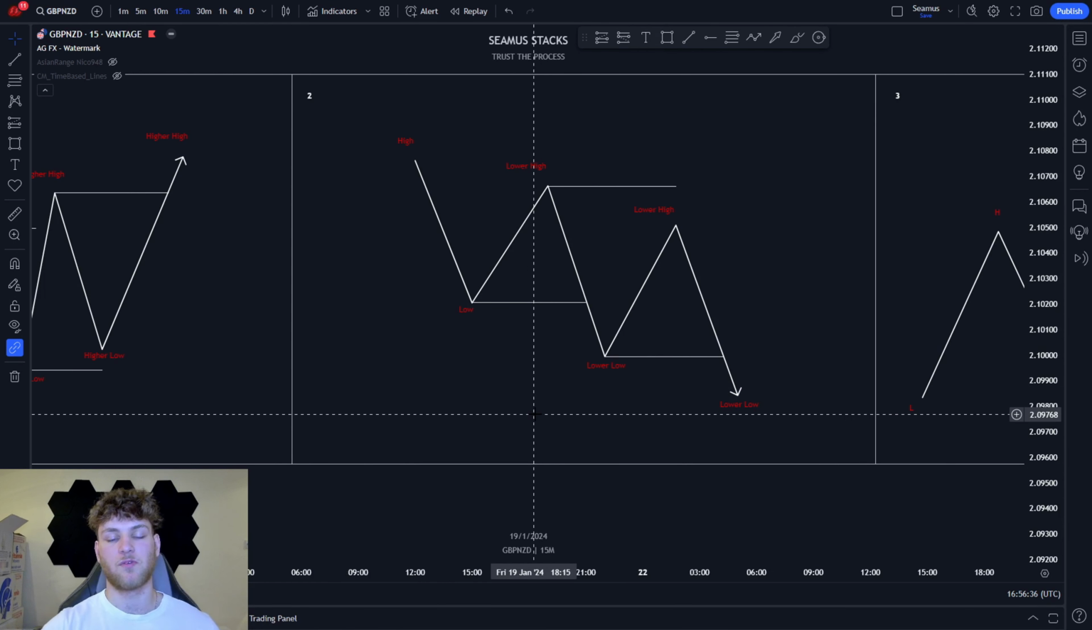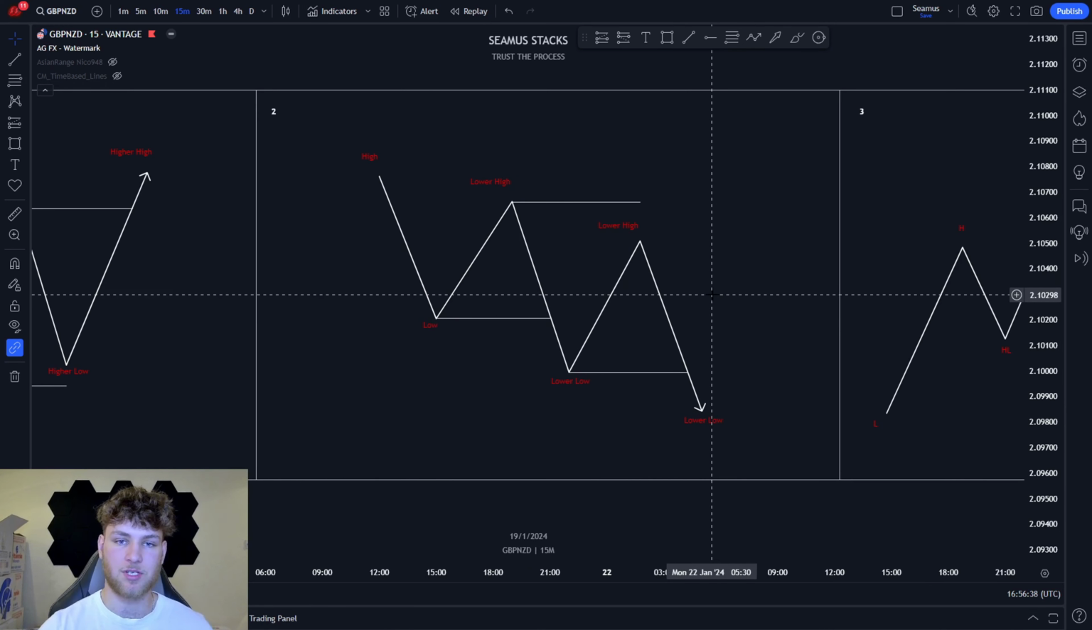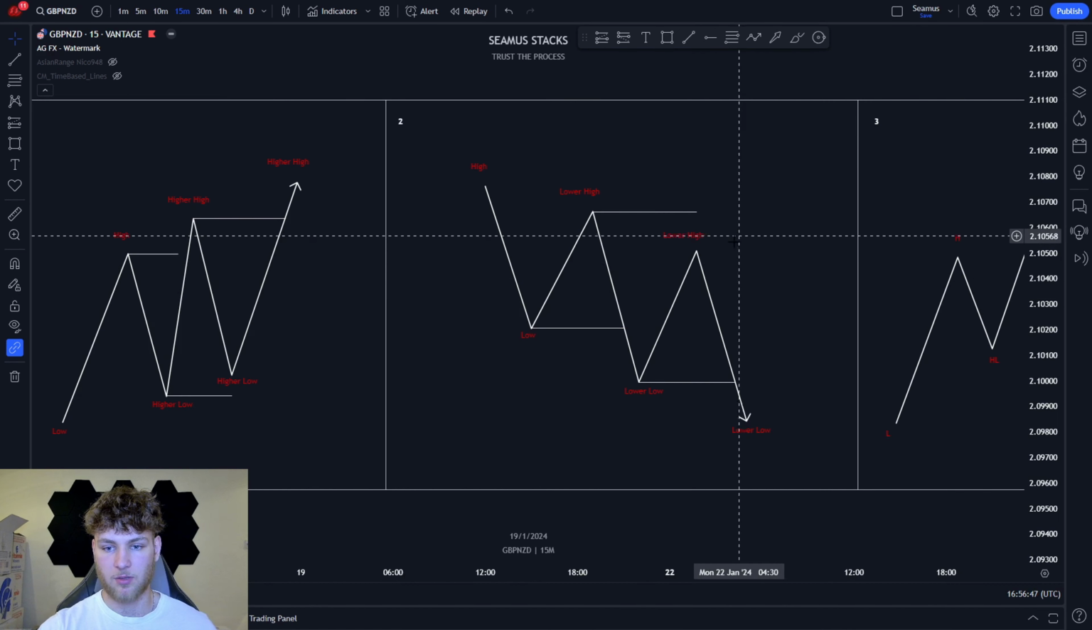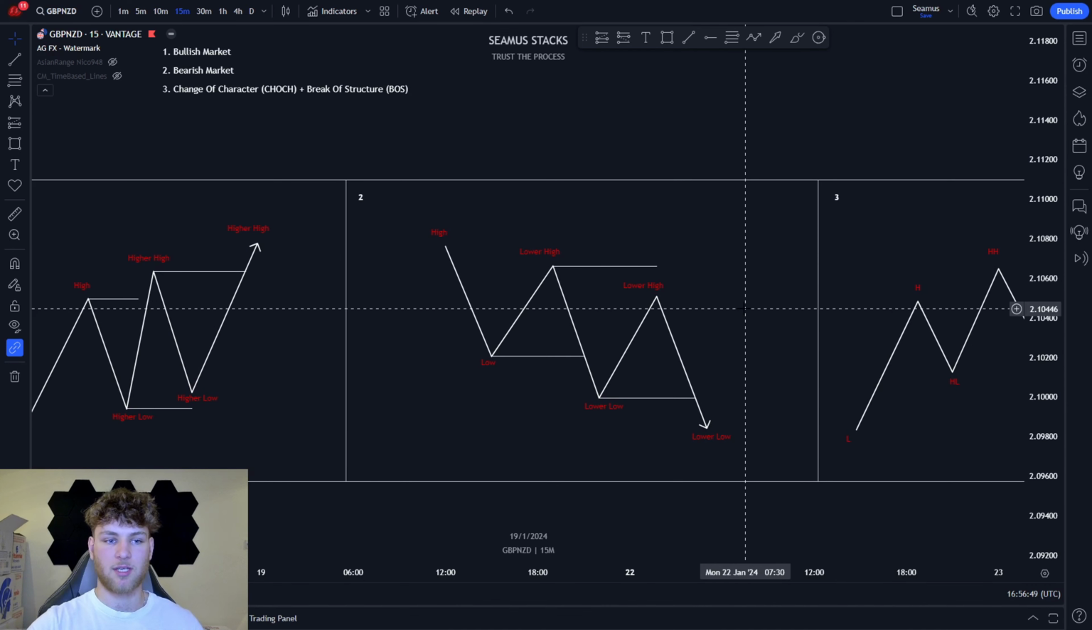Lots of lows, lots of highs, but hopefully you guys are understanding. Very simple concept. Hopefully it's easy to understand with the drawings as well. So now we're going to go on to change of character and break of structure. Again, that was very quick. If you need to go back and watch it again, then do so.